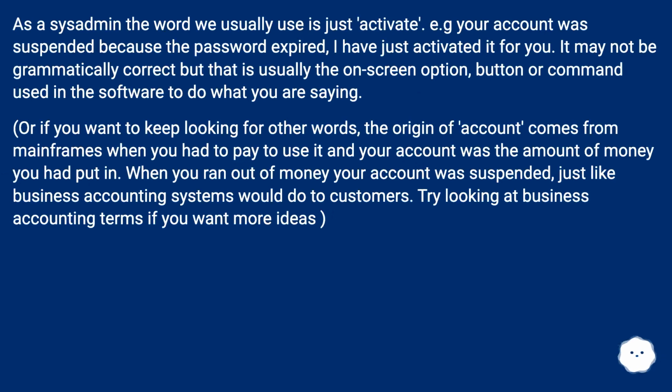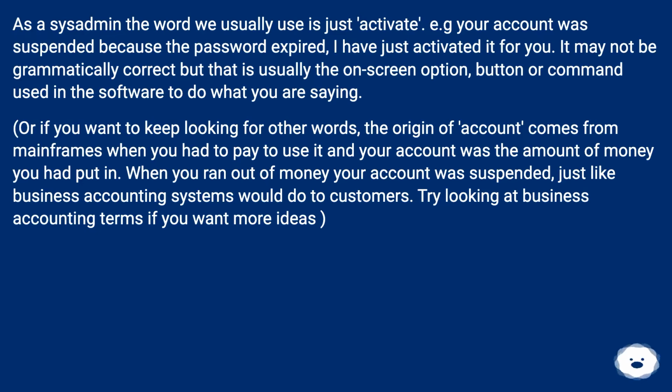As a sysadmin, the word we usually use is just activate. E.g. your account was suspended because the password expired. I have just activated it for you. It may not be grammatically correct, but that is usually the on-screen option, button, or command used in the software to do what you are saying.